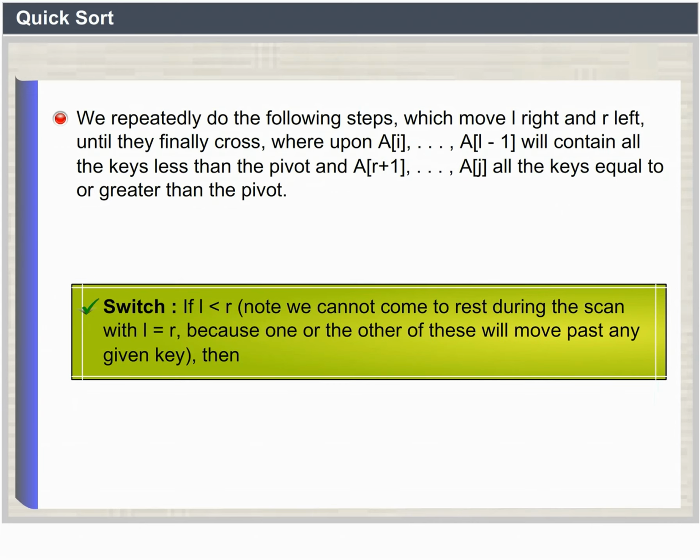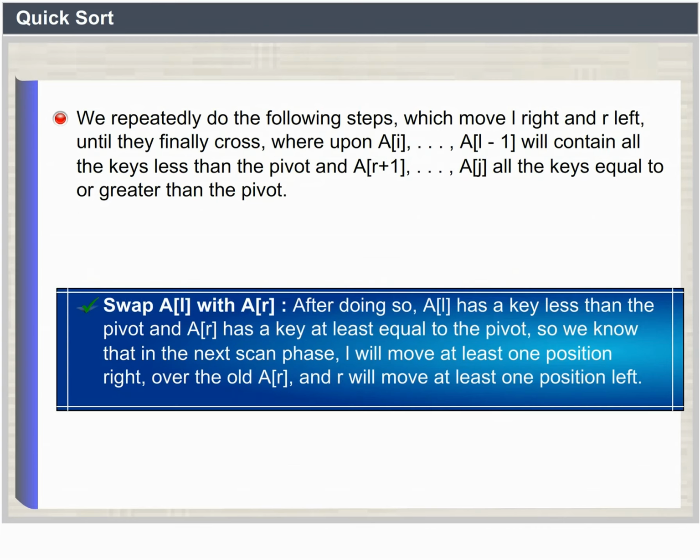Switch. If L is less than R, note we cannot come to rest during the scan with L equals R, because one or the other of these will move past any given key. Then swap A[L] with A[R]. After doing so, A[L] has a key less than the pivot and A[R] has a key at least equal to the pivot. So, we know that in the next scan phase, L will move at least one position right over the old A[R], and R will move at least one position left.